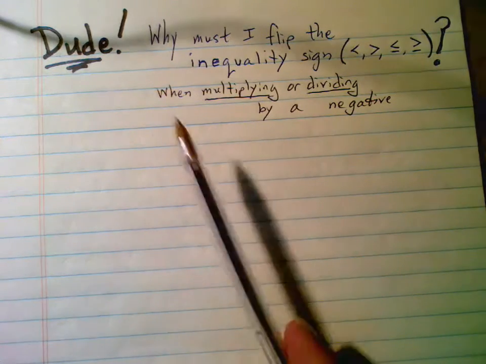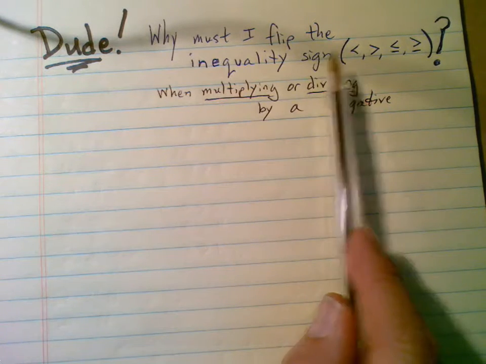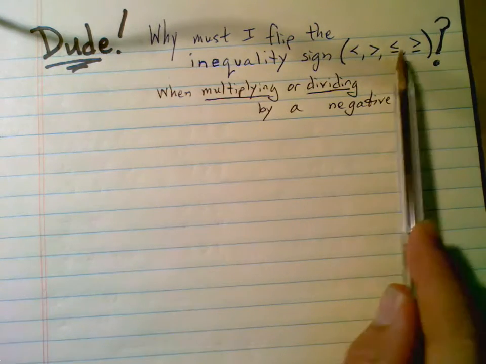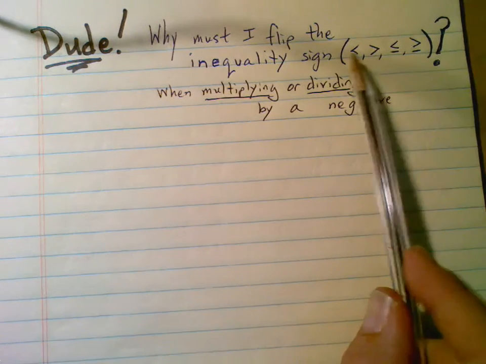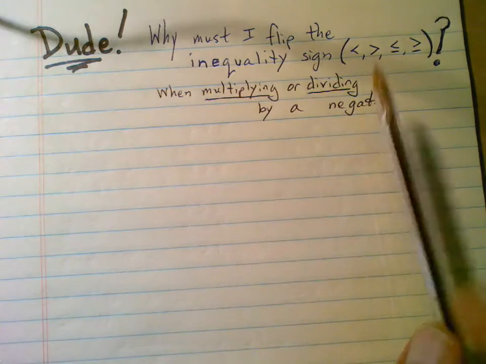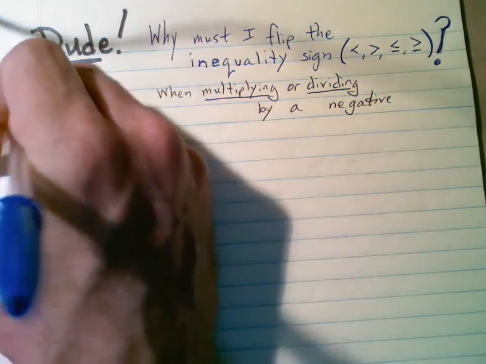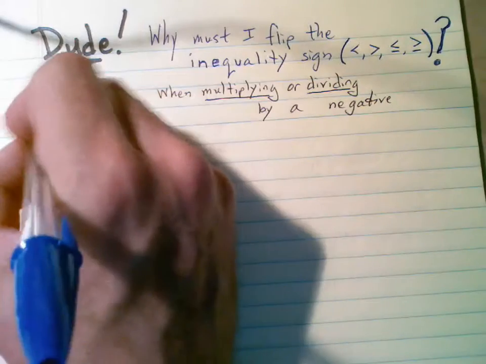Okay, it's another episode of Dude, why must I flip the inequality sign? You know, less than, greater than, less than or equal to, greater than or equal to. Oh, that is, why must I flip the inequality sign when multiplying or dividing by a negative? This is going to be your classic number explanation. So I'm going to use numbers to explain it. Number explanation. Here we go.